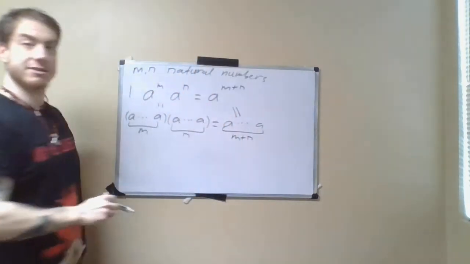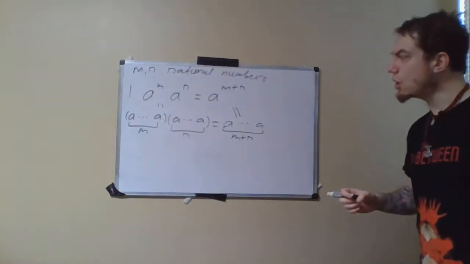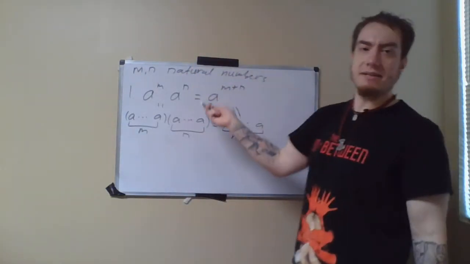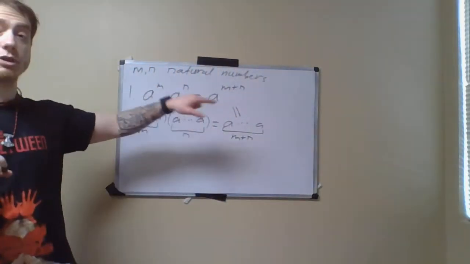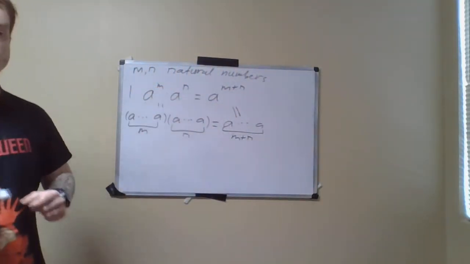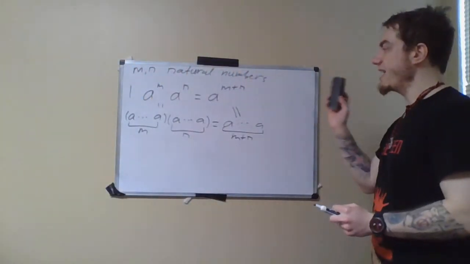And that gets us to a to the m plus n by the definition. So when you write these out, it's actually not too hard, I hope, to see why this rule is true when the exponents are natural numbers. Okay, so that's great. For natural number exponents, we have this property.